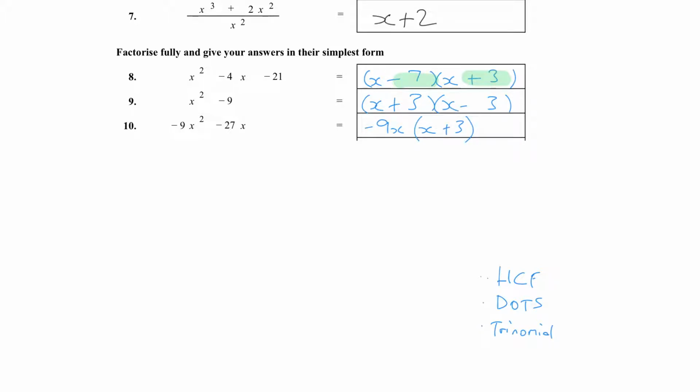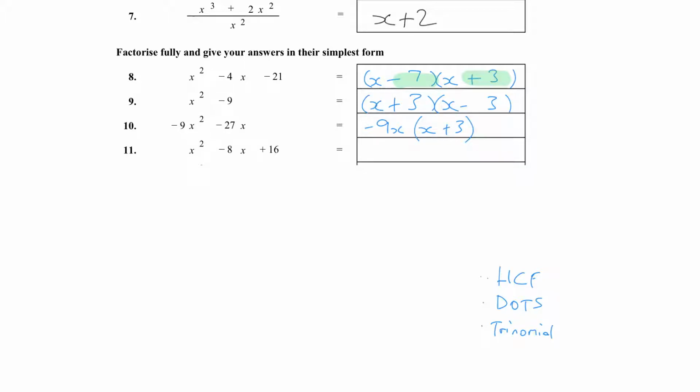You could check by distributive law that minus 9x times x gives you minus 9x squared. Minus 9x times positive 3 gives you minus 27x. Some of you might ask, what happens if you took positive 9x out? That would be fine. In your brackets, you'd have minus x minus 3. Generally, however, you take out the negative, so you're left with a positive x in the bracket. Either way is going to get you the marks. Either way is correct, because we don't know what we're using this for at the moment.